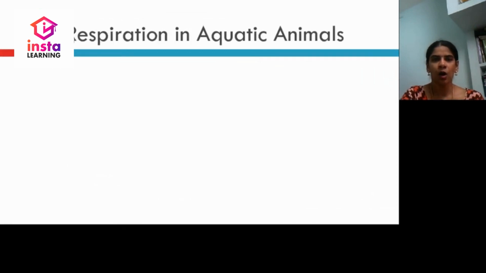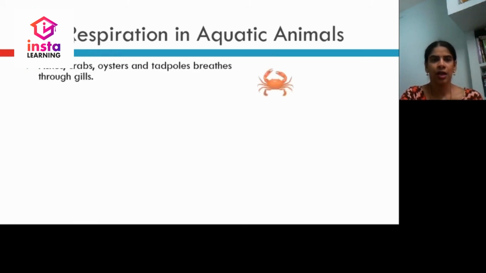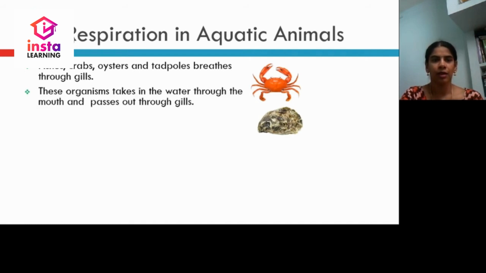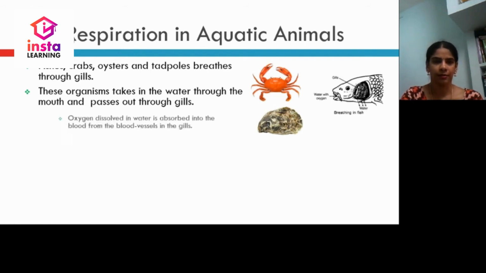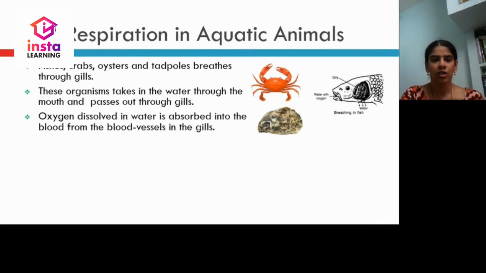Let us learn how respiration takes place in aquatic animals. Fishes, crabs, oysters and tadpoles breathe through gills. These organisms take in the water through the mouth and pass it out through gills. Oxygen which is dissolved in the water is absorbed into the blood from the blood vessels in the gills.